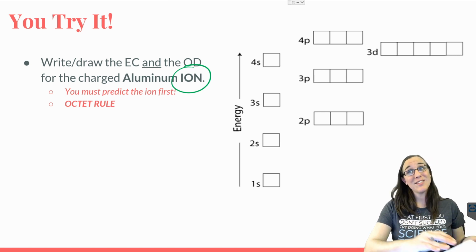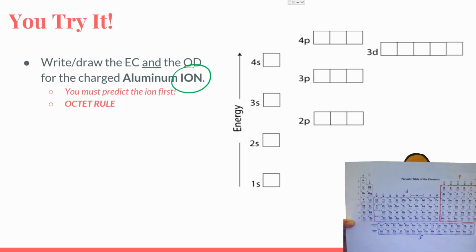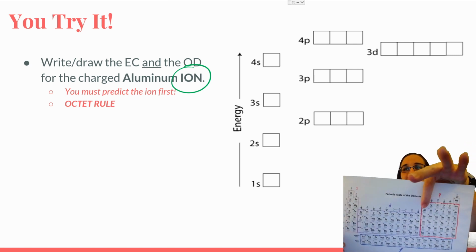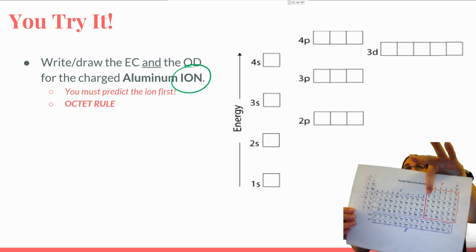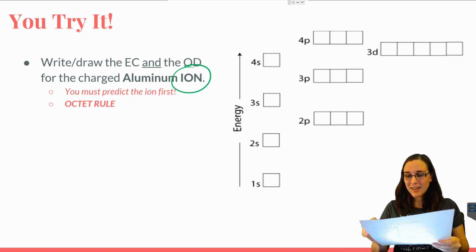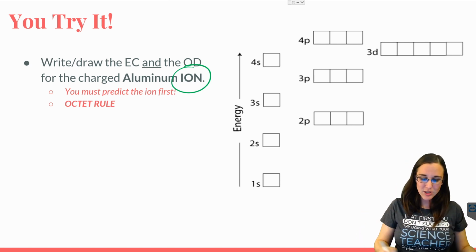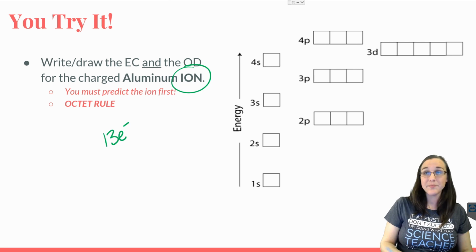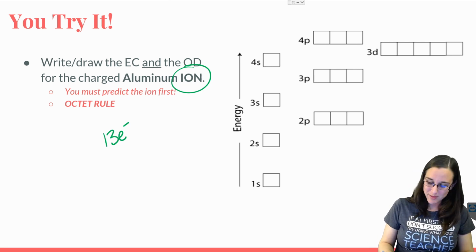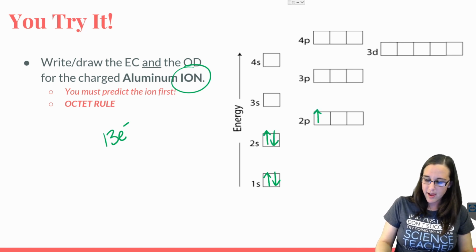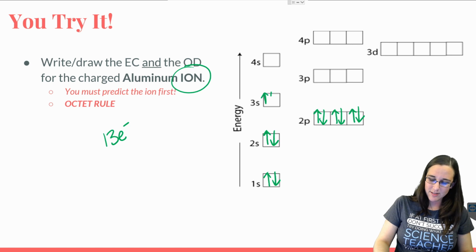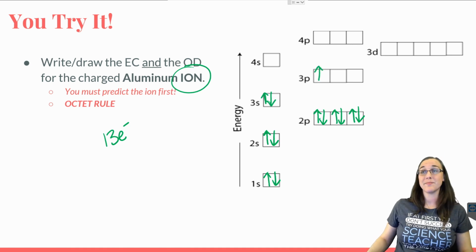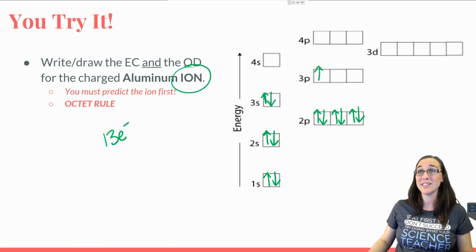So just like any other time, we've got to look at our periodic table first to orient ourselves and find aluminium, which is right there. If we're going to jump in and fill in this orbital diagram, we would note that aluminium has 13 electrons. We're going to start from the bottom: 1, 2, 3, 4, 5, 6, 7, 8, 9, 10, 11, 12, 13. So we've got 13 electrons filled.